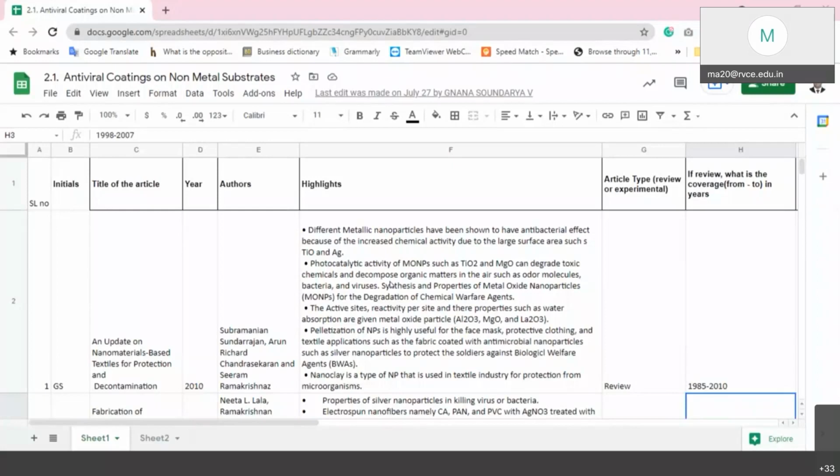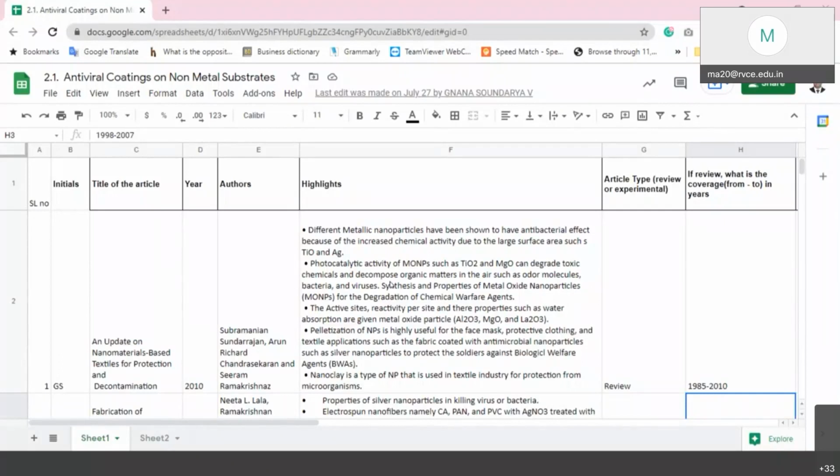So antiviral coatings on non-metal substrates. 2 students did an extensive work. Of course it was not just literature study. However, as part of the process, whatever information they have collected is coming out as a review article, right? So I'm just taking this example. You need not go into the contents. I'll just explain a few certain things. You just concentrate on those.